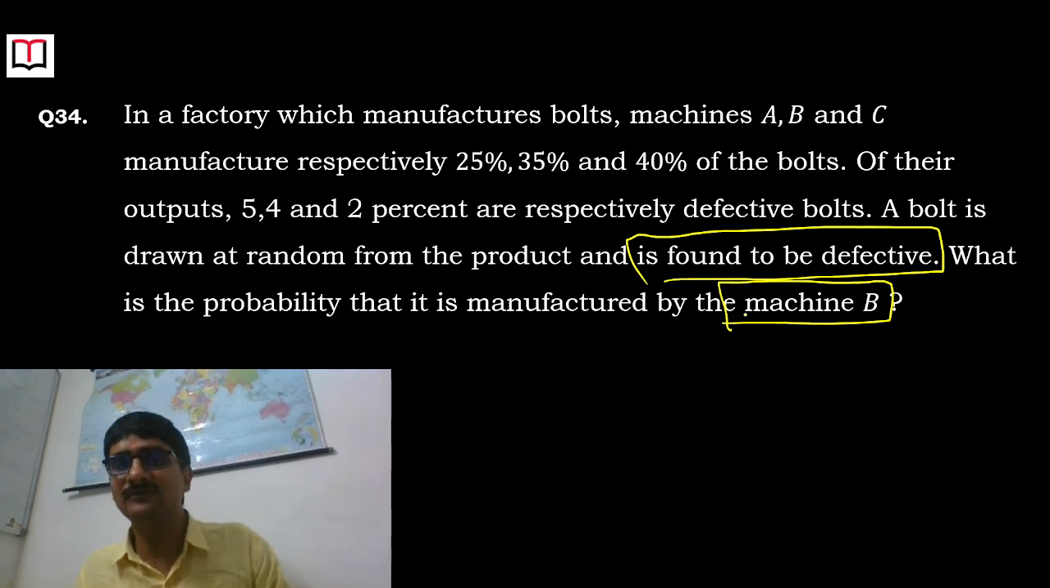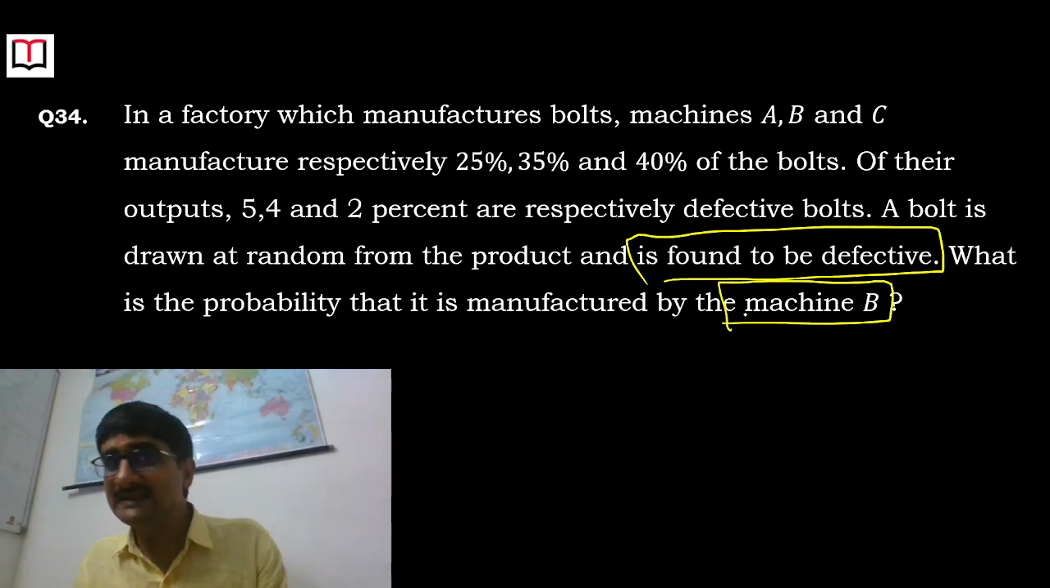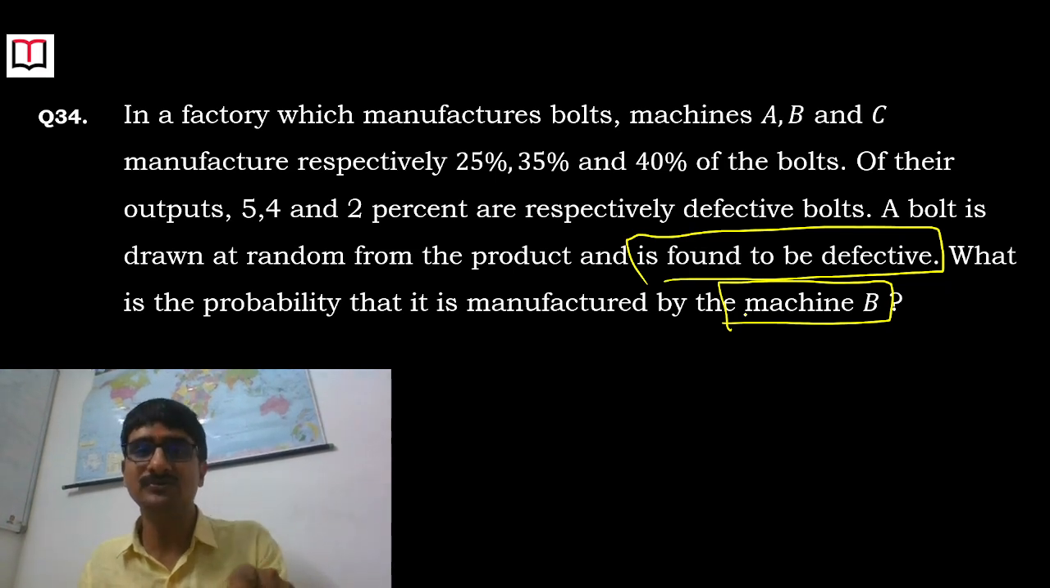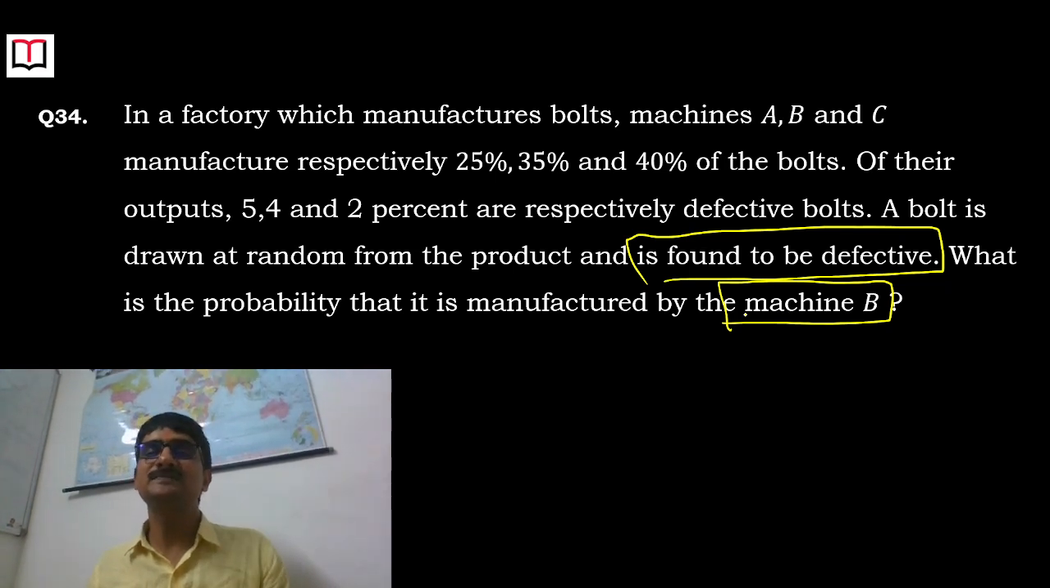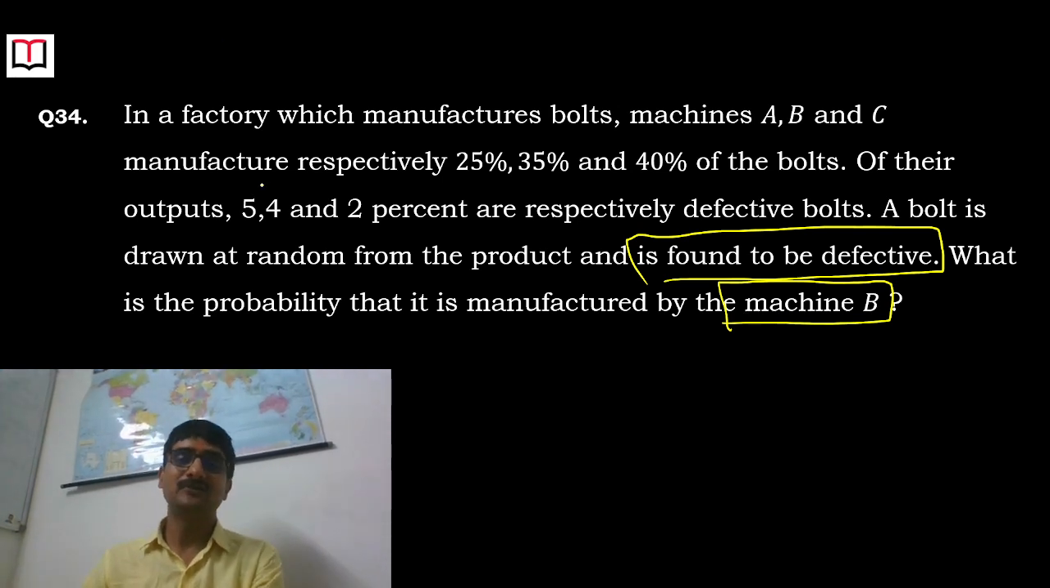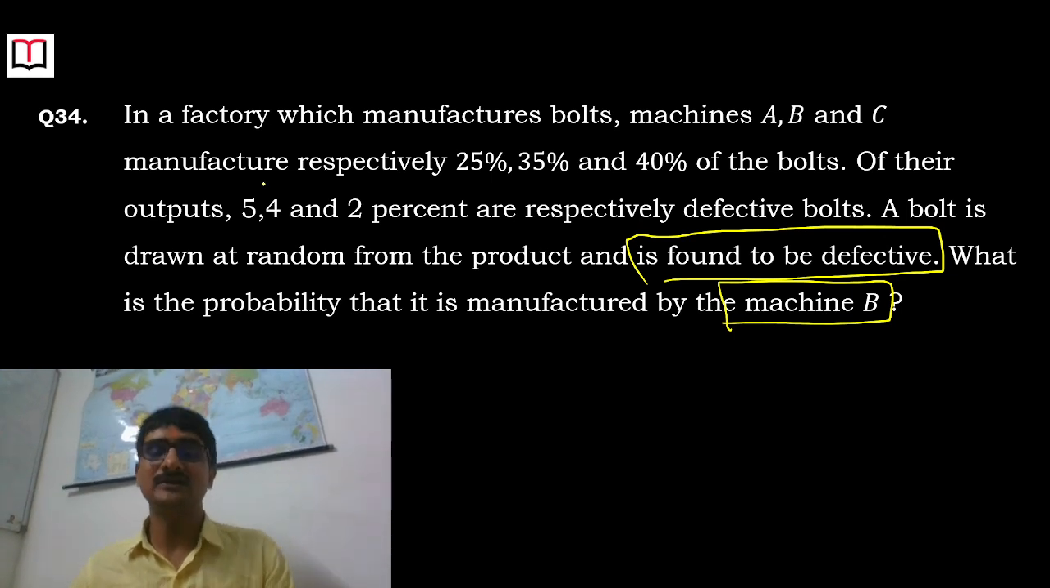Now you have a bolt in front of you. The final answer is shown to you, and the question is being asked by going in the past. So it's a Bayes theorem question. We all should remember that Bayes theorem is ultimately a conditional probability.